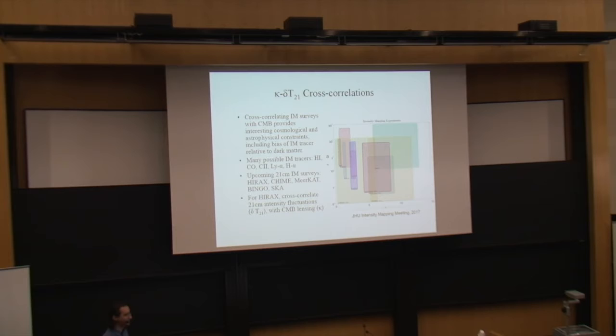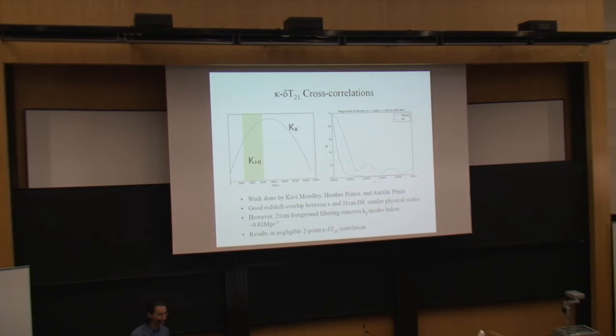This work has been largely done by people at UKZN, Professor Kavi Moodley and students of his, Heather Prince and Arlie Panin. There are a lot of things that lead you to think this is going to be promising. There's a good redshift overlap with lensing and 21 centimeter intensity mapping. Our redshift range is near the peak of the lensing kernel, and it's probing similar kinds of physical scales.